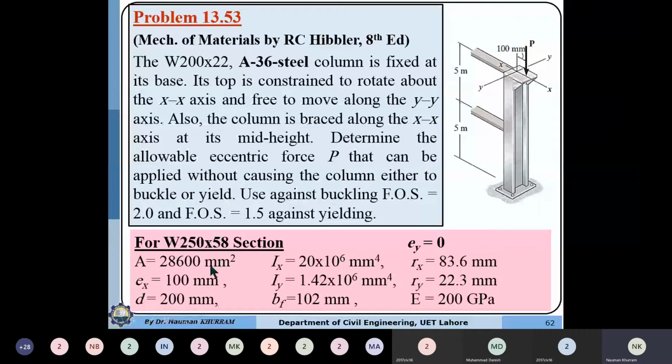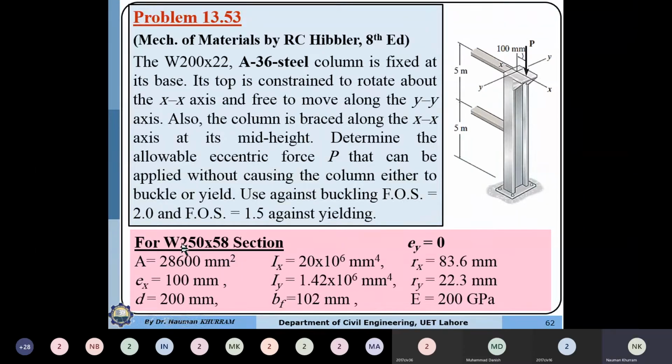So the other data is given here. Area of this column is 28,600 square millimeter. Ex is given as 100 millimeter. Ey is equal to 0. Depth is 200.